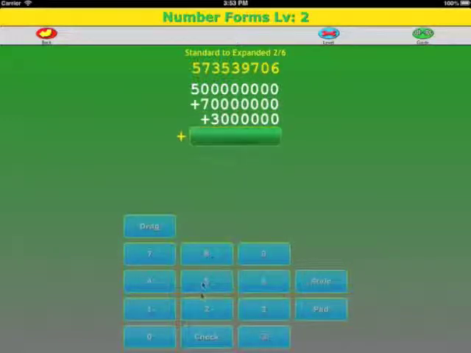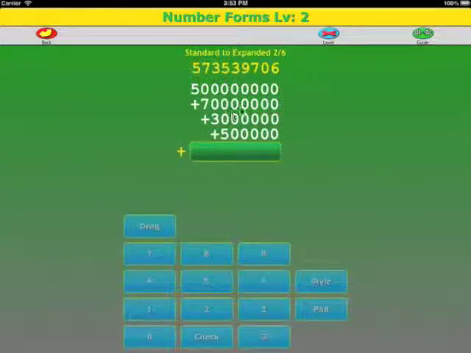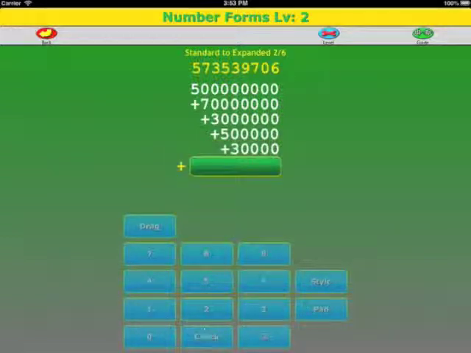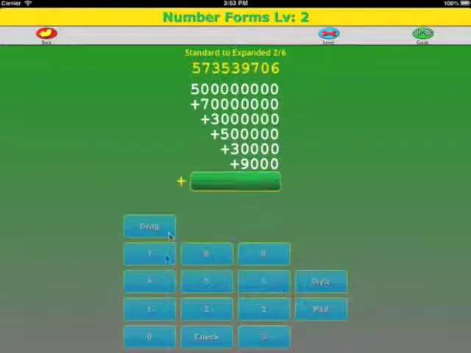Next is 500,000. Next is 30,000. Next is 9,000. Next is 700.